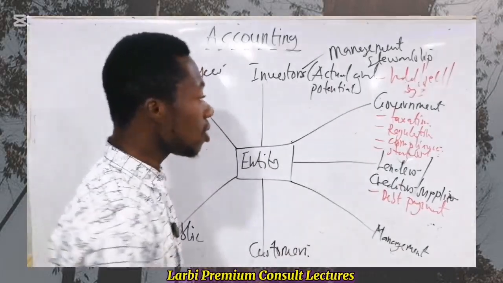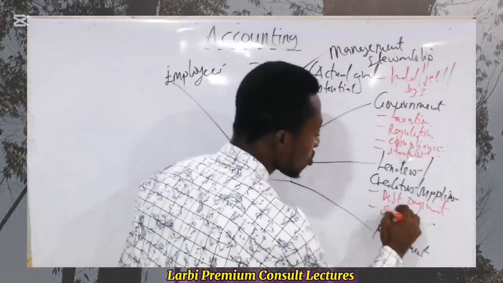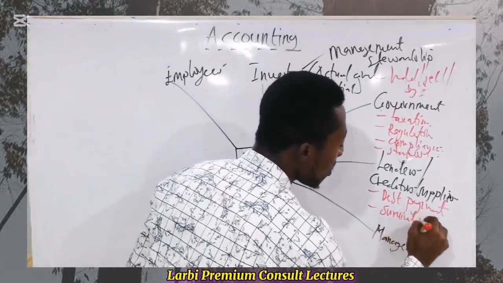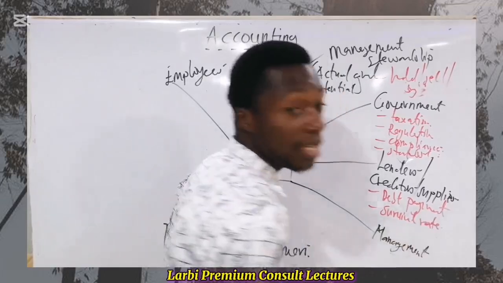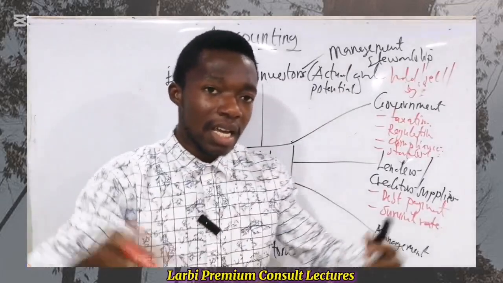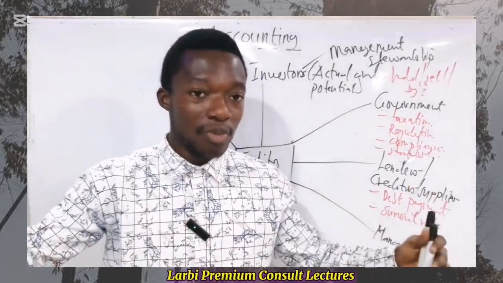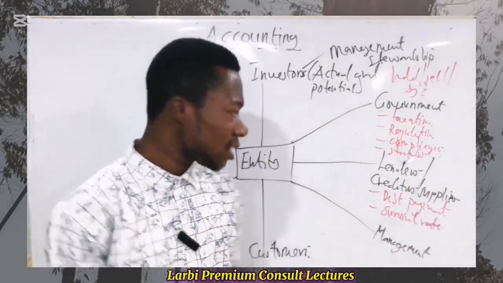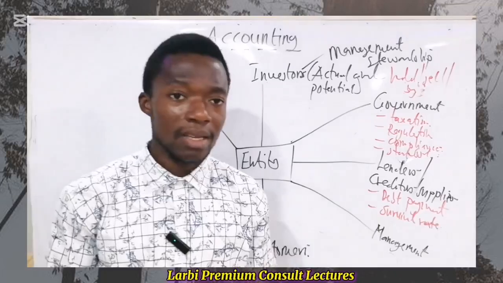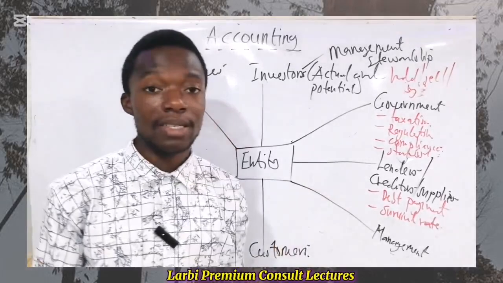They also need the accounting information to determine the survival rate of what? The business, whether the business will stay in the business for a longer period of time or not, so that they won't run with their money. Because they also need money to run their businesses.